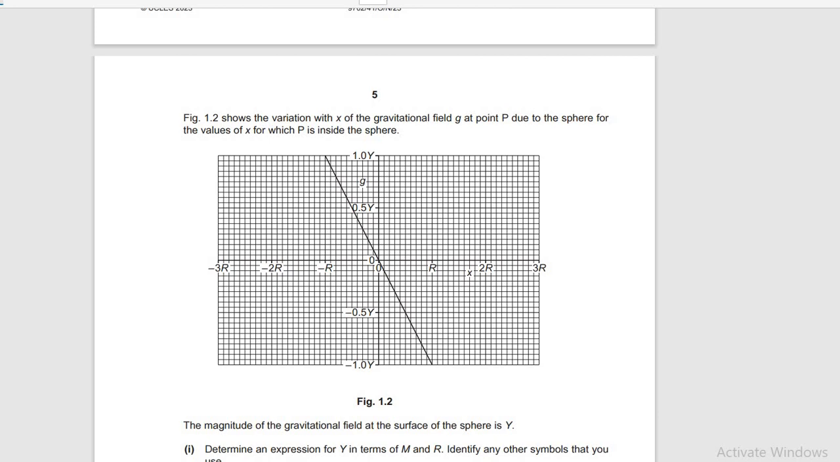Show the variation with x of the gravitational field strength. This graph shows the gravitational field strength at a point P due to the sphere for the value of x, where P is inside the sphere.